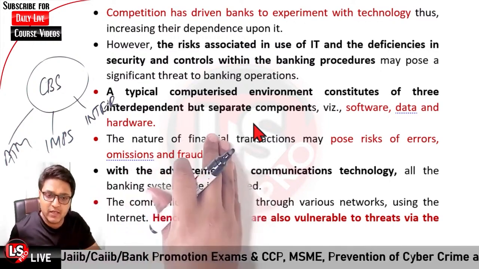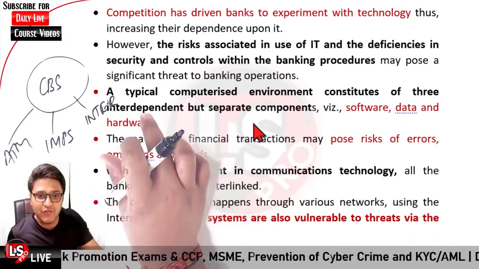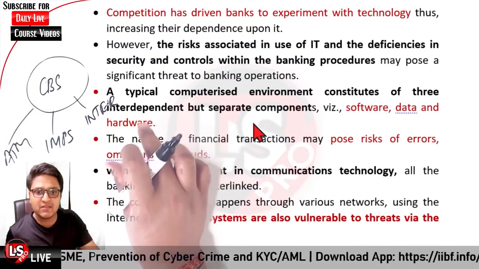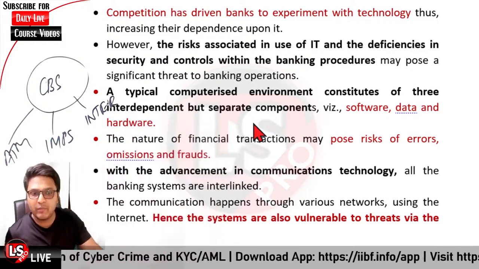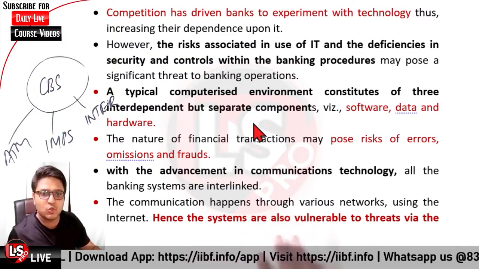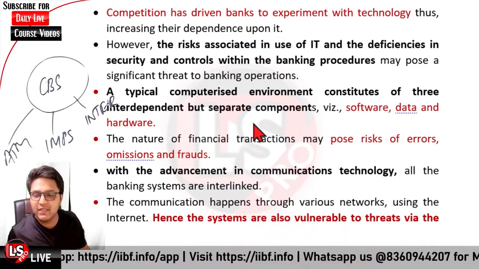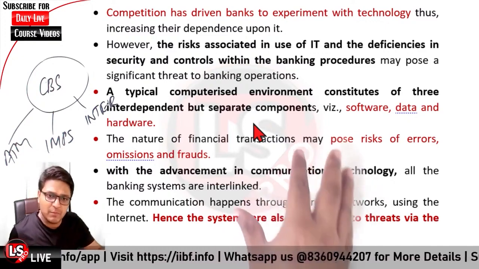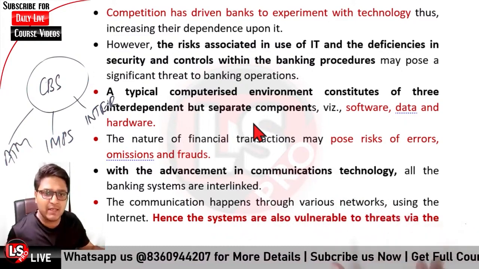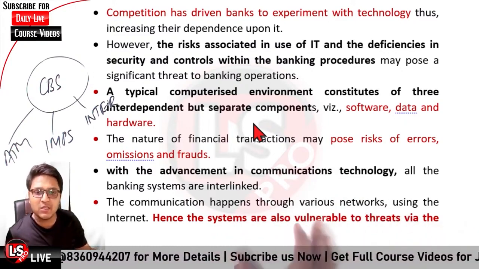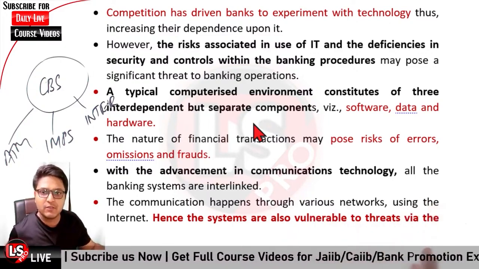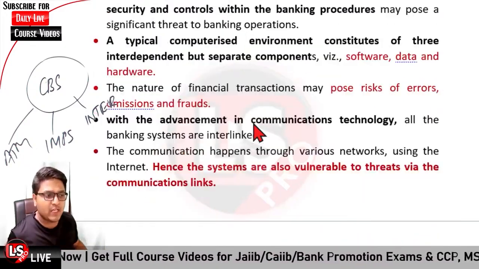So if there are loopholes in a single delivery channel, it can impact the security level on the whole. And further the communication happens through various networks using the internet. Now the internet services are being provided to the customers, and further the services are available through public networks, and it could be the case that there are some vulnerabilities or loopholes present, and those could pose significant risk to the services being provided by the banks.